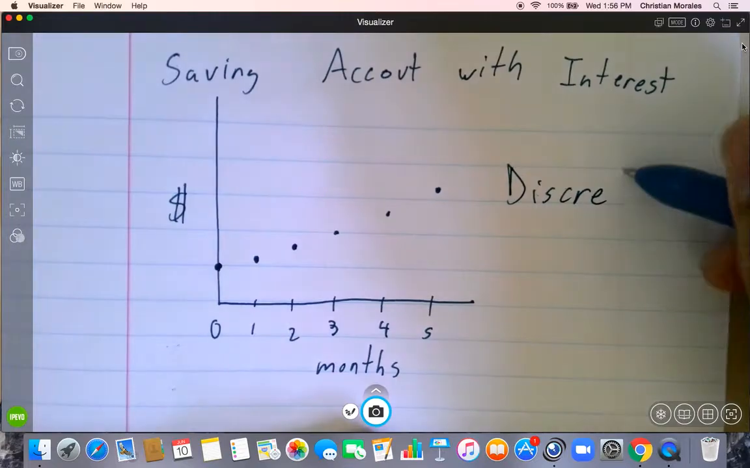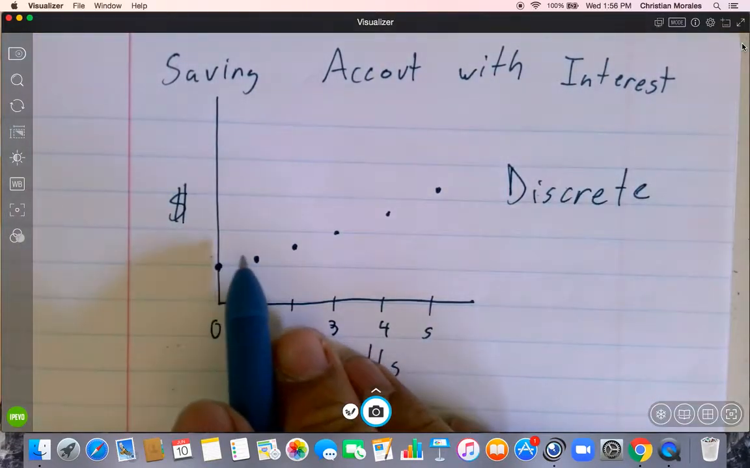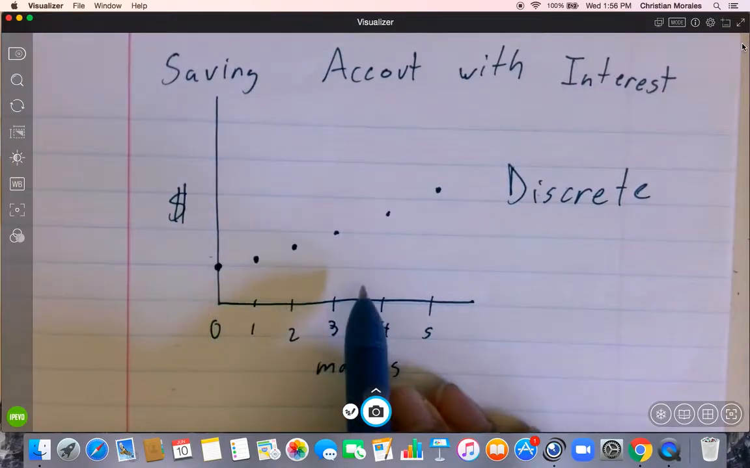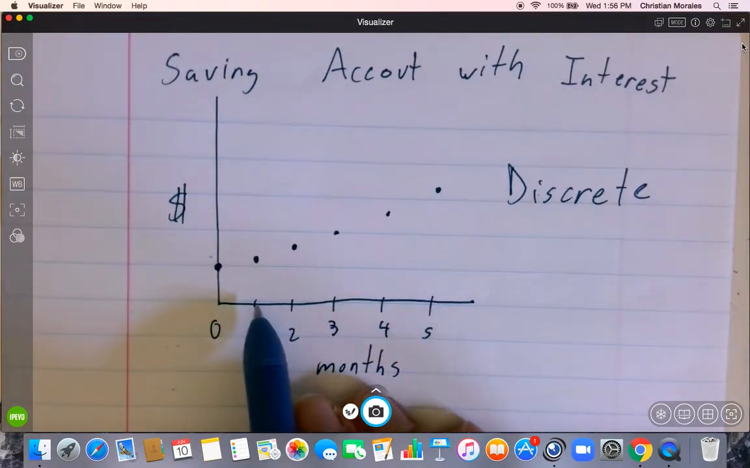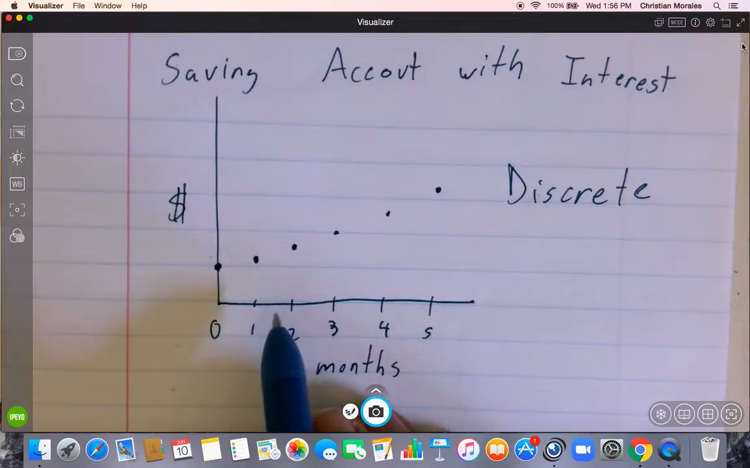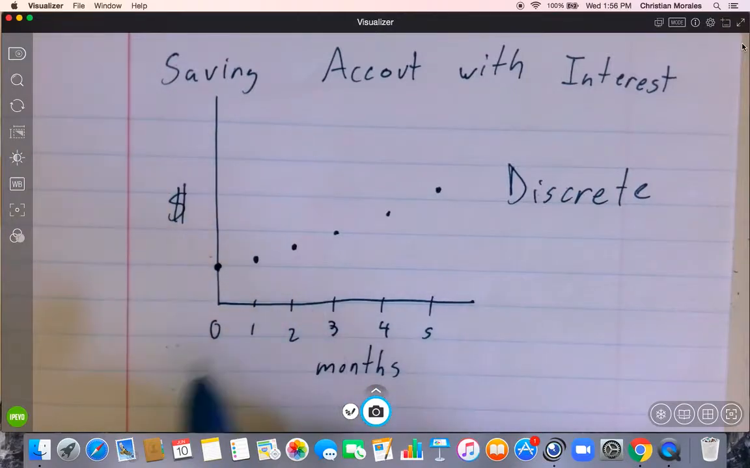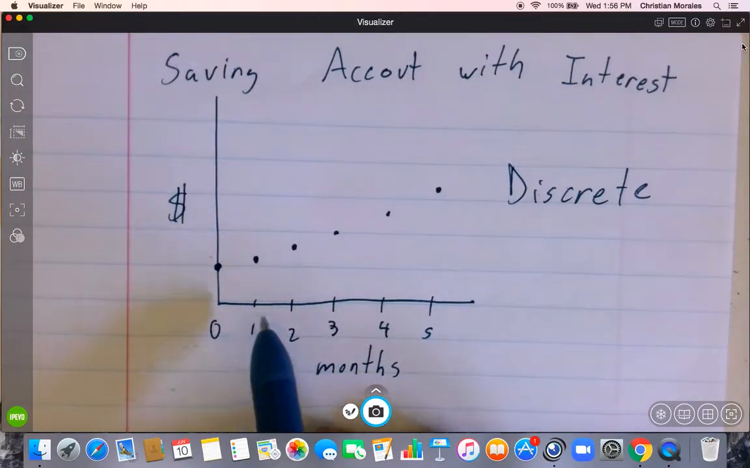Now, the reason it's discrete is because the points are not connected. The reason is you don't get money in between the months. It takes a month to earn that interest. So after a month, that interest will show up in the bank account. After another month, more interest. After another month, more interest. And that's usually how a savings account works.